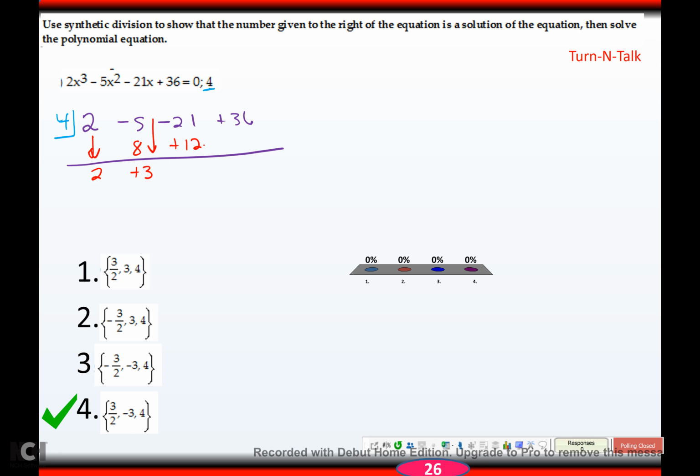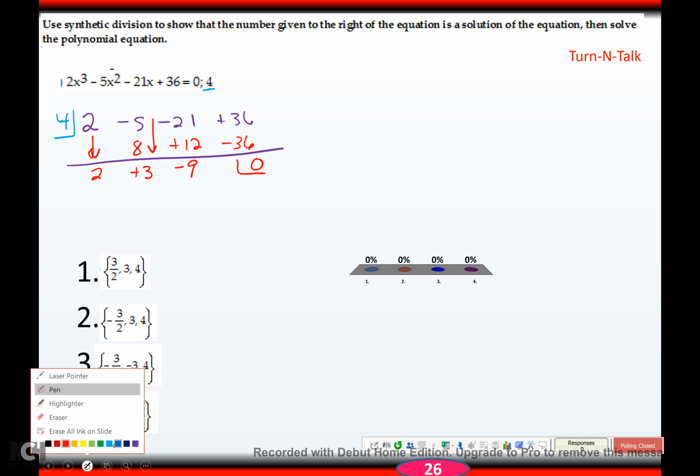And, sorry, I do not trust my brain when I'm recording. -21 plus 12 is -9, times 4 is -36, remainder of 0. That depressed my polynomial from a 3rd degree down to a 2nd degree.